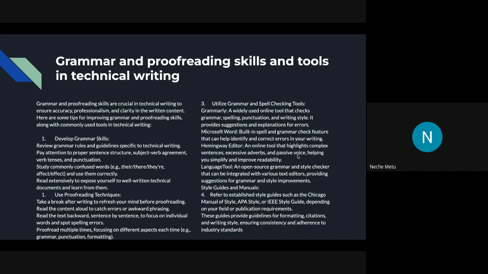Grammar and proofreading skills are crucial in technical writing to ensure accuracy, professionalism, and clarity in the written content. Here are some of the tips for improving your grammar and proofreading skills, alongside the commonly used tools in technical writing. One, the skills and then the tools. Remember, we have to develop our grammar skills. Review grammar rules and guidelines specific to technical writing.